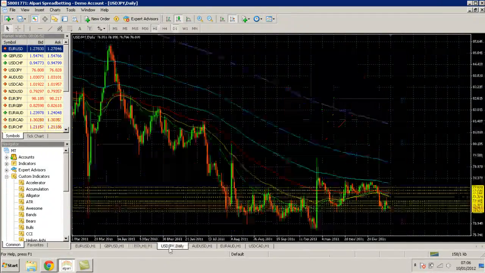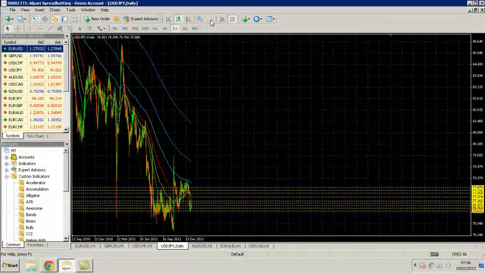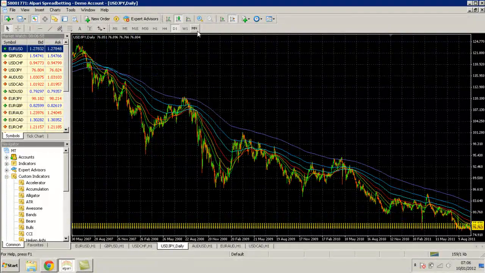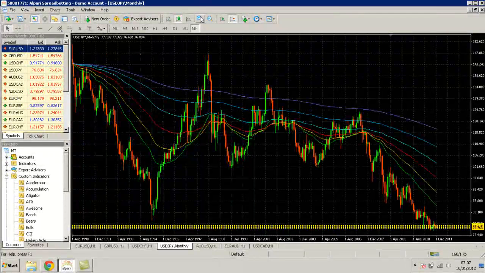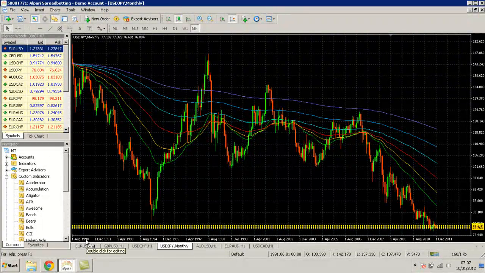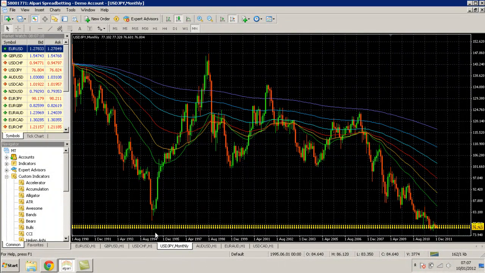Let's have a quick look at Japanese yen. So Japanese yen is in an interesting state at the moment because if we have a look at the monthly chart, this goes all the way back to the 1st of August 1990. Can you remember what you were doing in August of 1990? Seems like quite a long time ago now, doesn't it? So as we can see, it's pretty much got to its lowest point. The last time it was anywhere close to that was the mid-90s. So that should give you some idea.